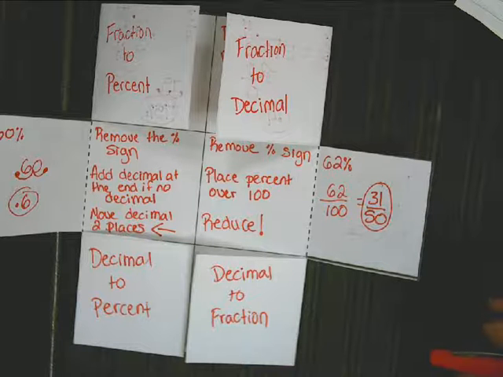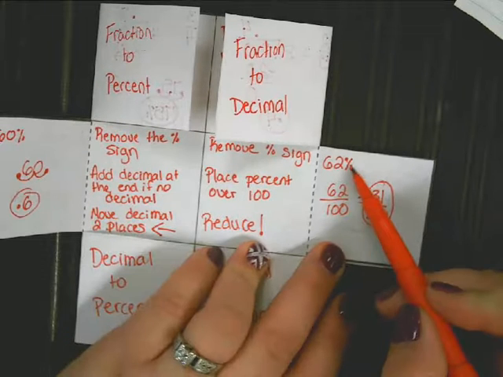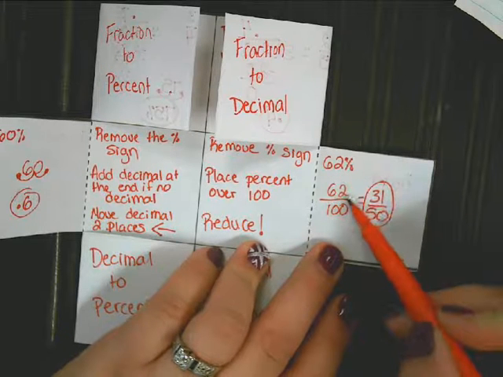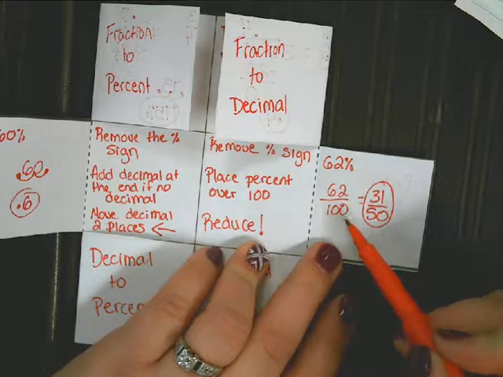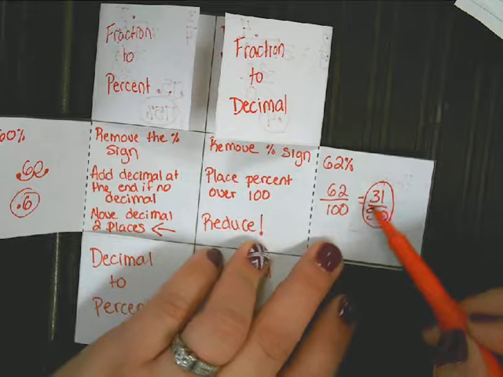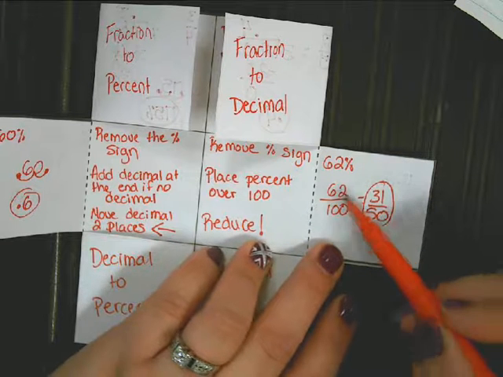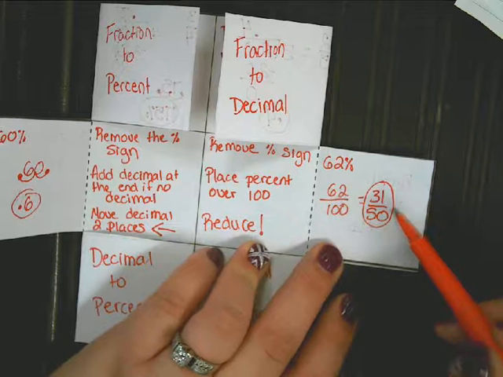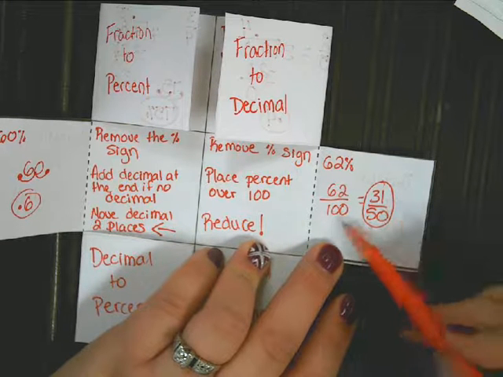Okay, so we removed the percent sign. So we wrote it as 62. We placed it over 100. And then we reduced it. We said 2 goes into both of those numbers. So 62 divided by 2 gave us 31. 100 divided by 2 gave us 50. That does not reduce anymore, so that was our answer. Okay?